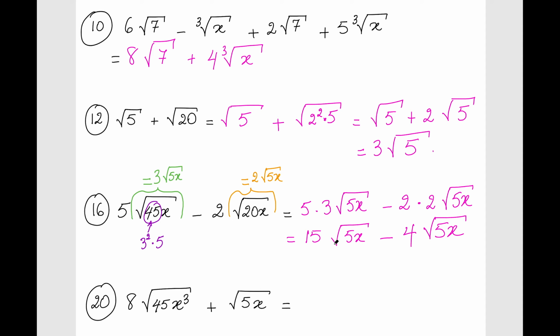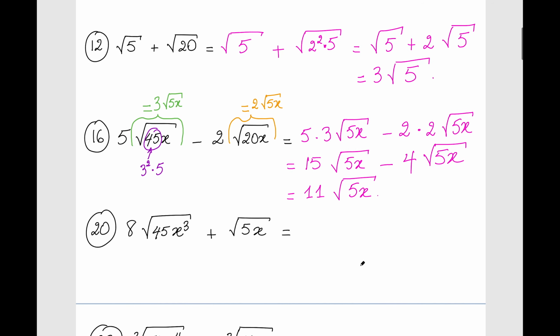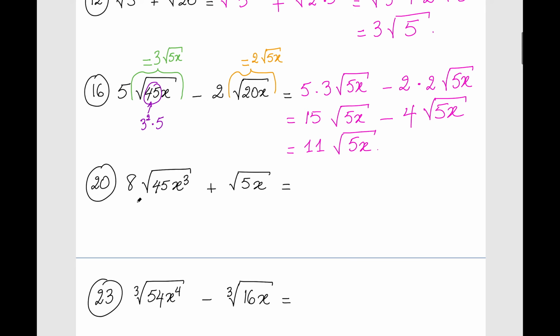Okay. So clearly I can combine because this guy and this guy are like radicals. They are the same image. 15 of this image minus 4 of the same image is the same thing as saying 11 of the image. Correct? Because 15 minus 4 is 11. 20.